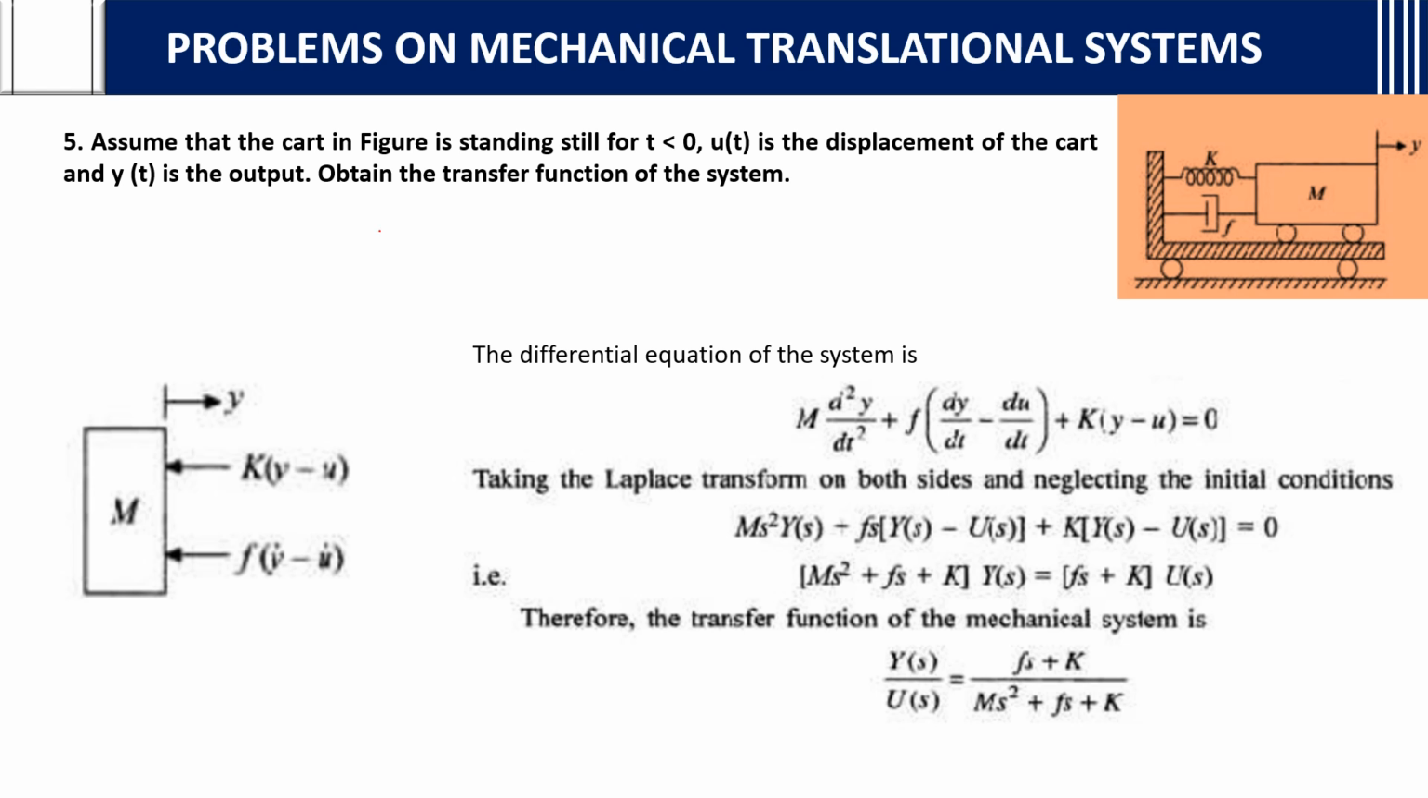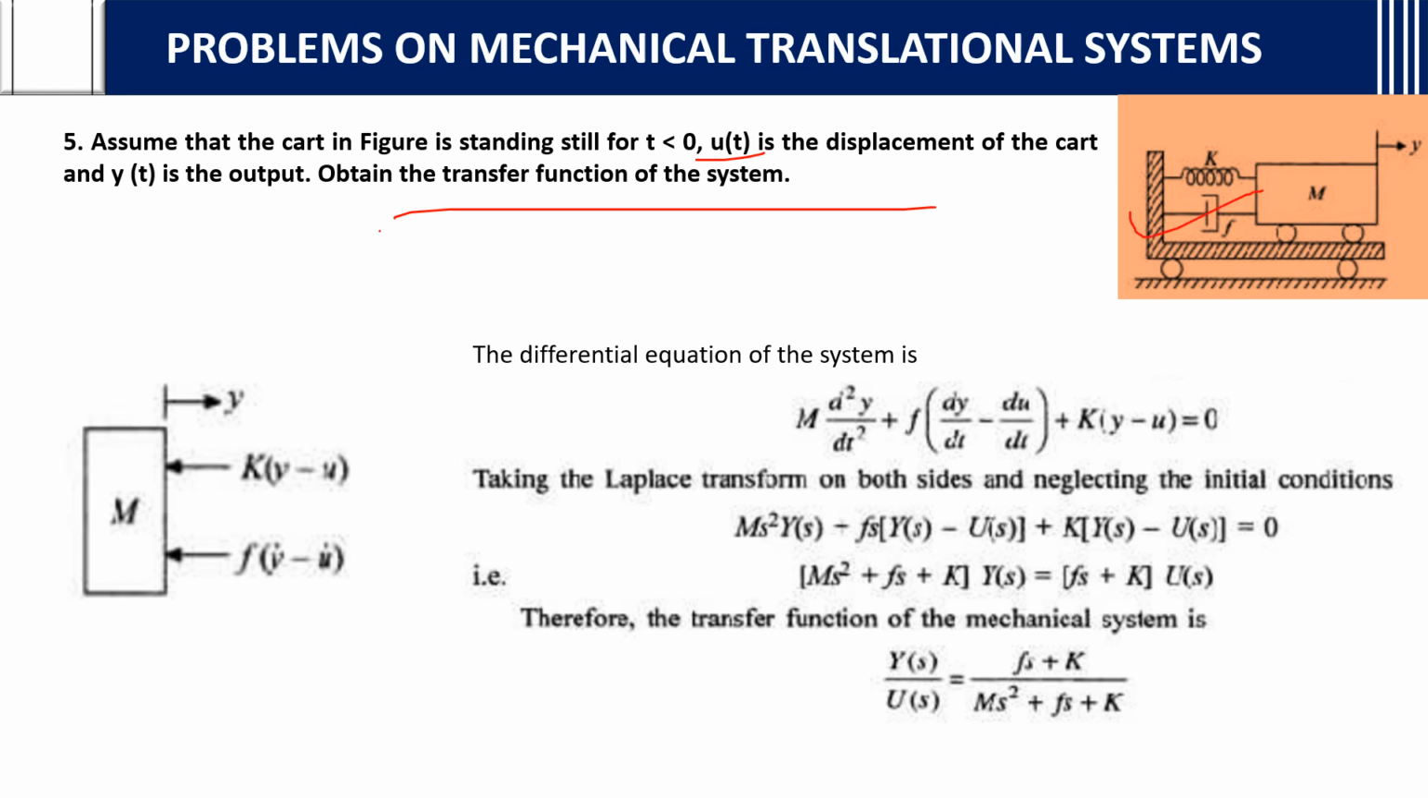Assume that the cart in the figure is standing still for t less than 0. U of t is the displacement of the cart and y of t is the output. Y of t is the output they are telling, and u of t is the displacement. Understanding? Obtain the transfer function of the system.